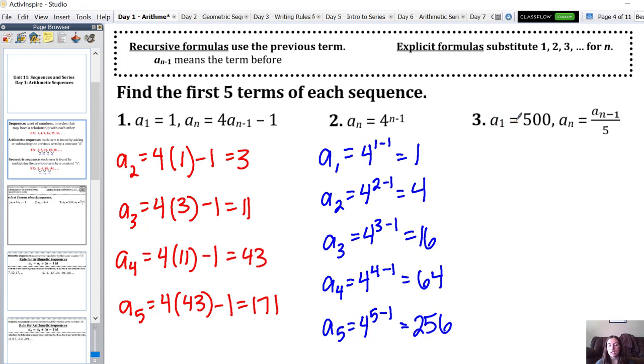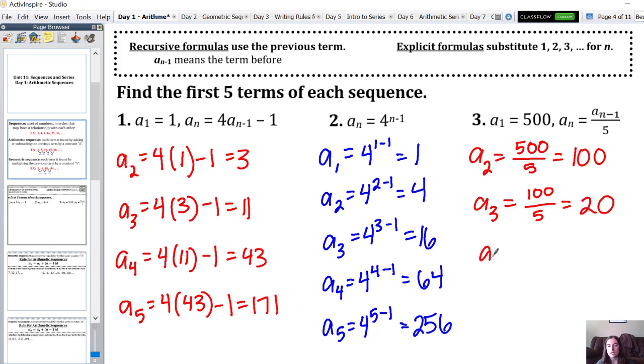Finally, we have a sub 1 equals 500. We know the first term. A sub n is whatever the previous term was divided by 5. So to find a sub 2, we're going to take that previous term of 500 and divide by 5. So a sub 2 here is 100. To find a sub 3, we're taking the previous term, which is 100, divided by 5, which is 20.